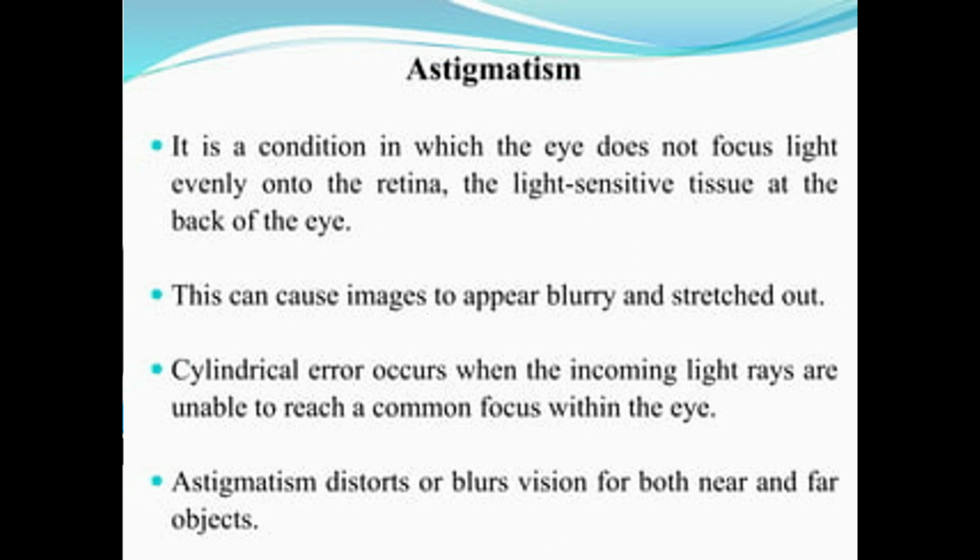And coming to the astigmatism, it is a condition in which the eye does not focus light evenly onto the retina. It has multiple focus points, and it can cause images to appear blurred and stretched out. And in this, cylindrical lens can be used to correct this astigmatism. Astigmatism distorts or blurs vision for both near and far objects.